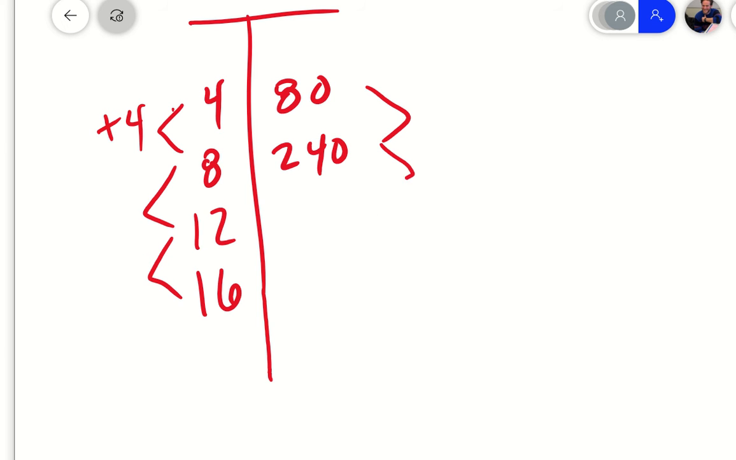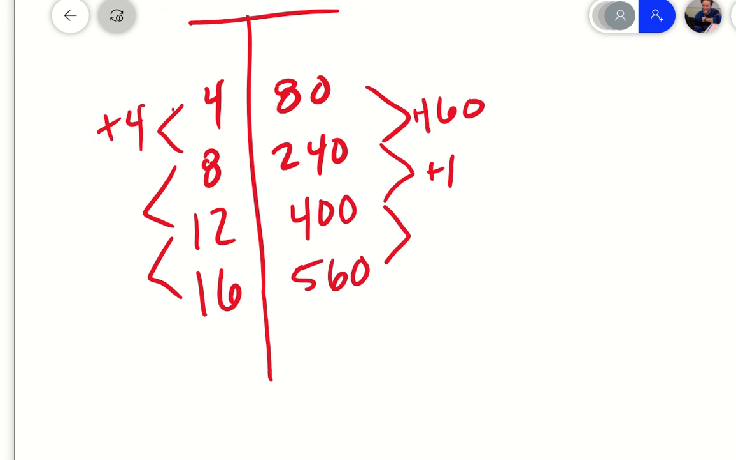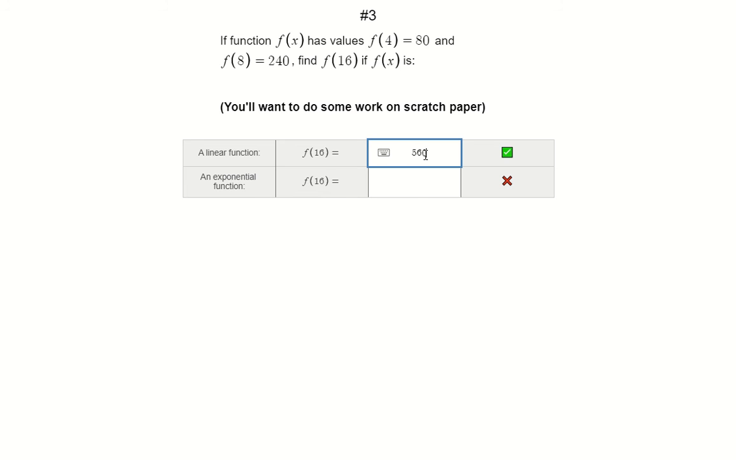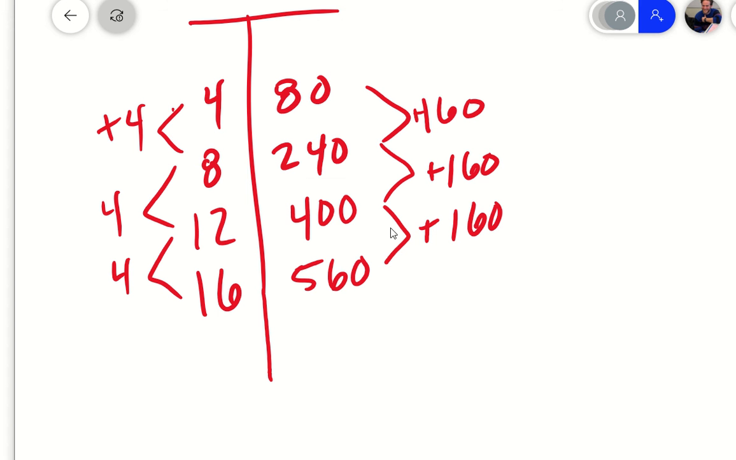That is going to be 80 plus 160. So this is going to be 400, 560. So then we should get 560 right here. And exponential.